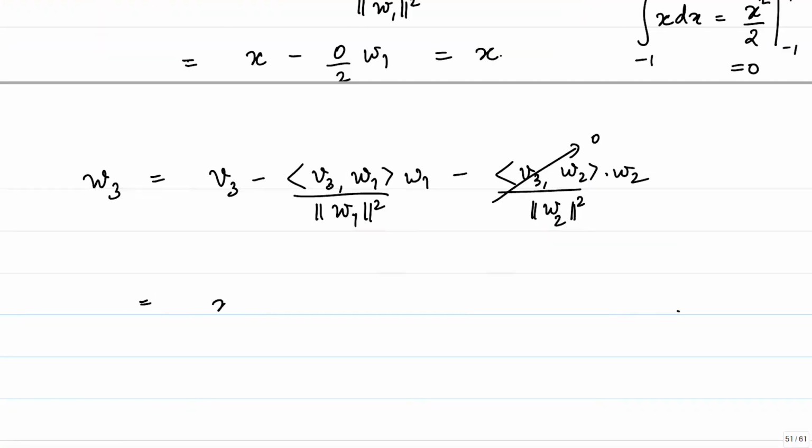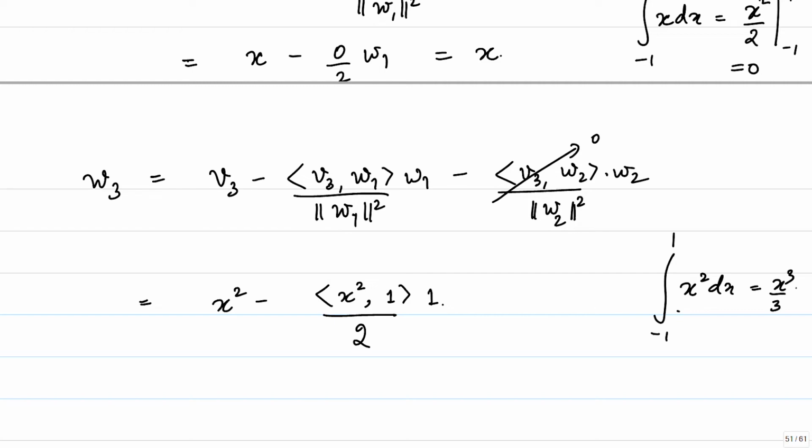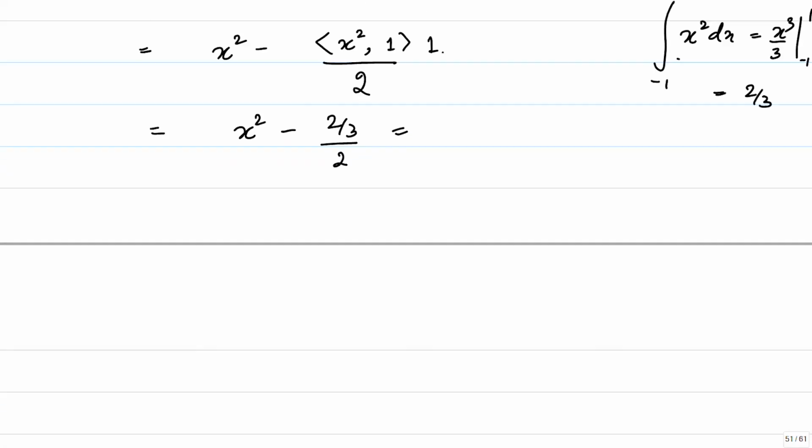So this is just going to be x square minus the inner product of x square with 1, over the norm of W1 square, which was 2 if you recall, times 1. So what is the inner product of x square with 1? This is just going to be the integral of x square dx from minus 1 to 1, which is x cube by 3 evaluated from minus 1 to 1, which is 1 by 3 minus minus 1 by 3, which is 2 by 3. This is going to be equal to x square minus 2 by 3 by 2, which is equal to x square minus 1 by 3.